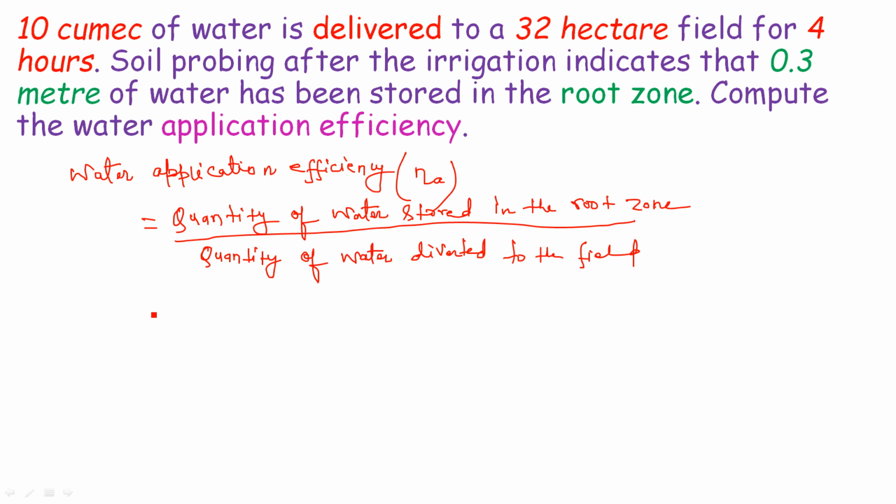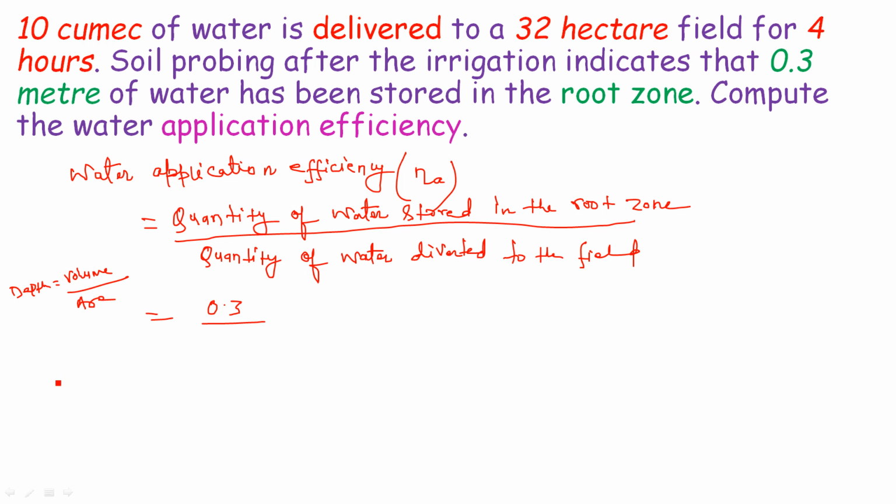So here in this question, how much quantity of water is stored in the root zone? It is given as 0.3 meter of water. So 0.3 divided by the quantity of water diverted to the field. Since we have written the quantity of water stored in the root zone as depth, 0.3 meter, we should also write the quantity of water diverted to the field in terms of depth. If we wish to find the depth of water, we can write depth is equal to volume by area.